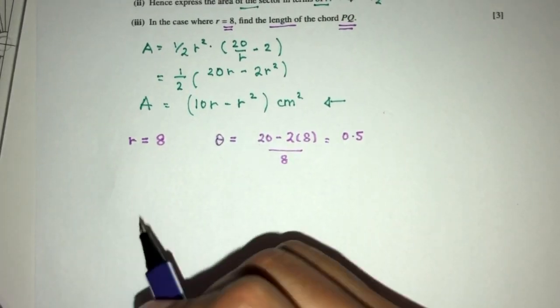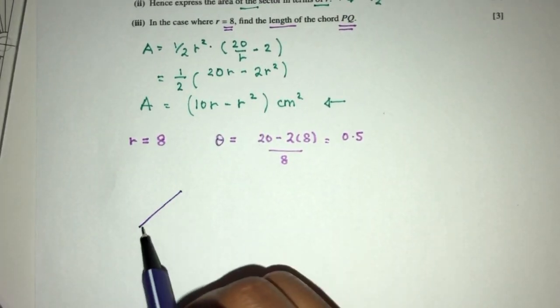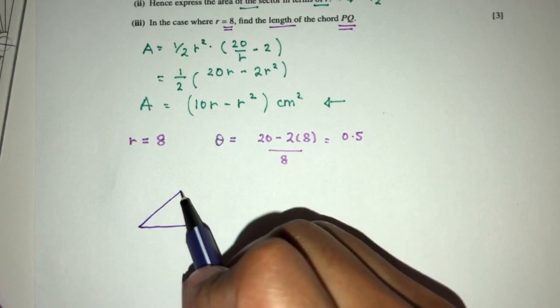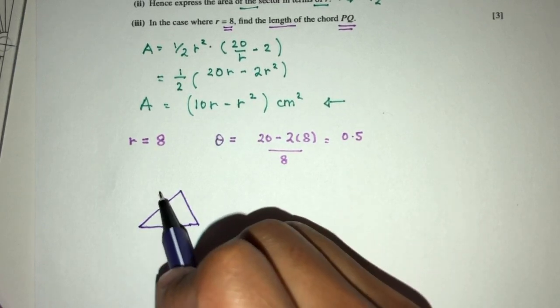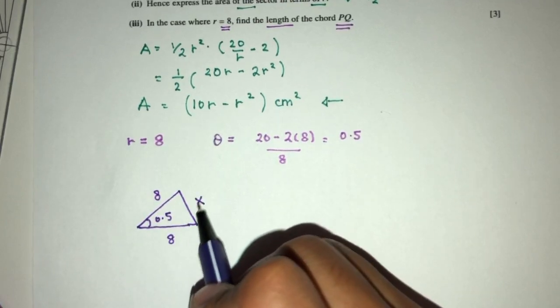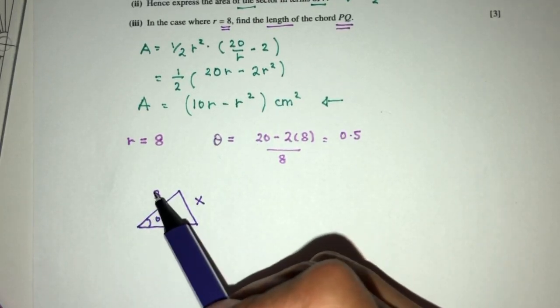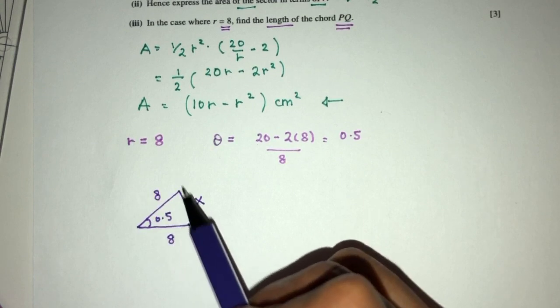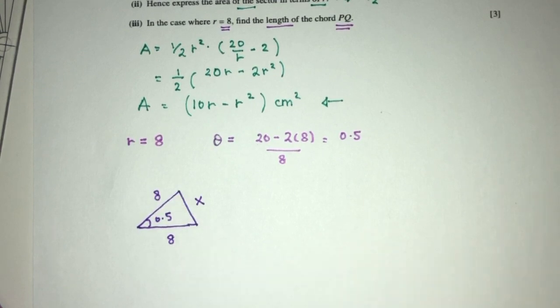But now if you observe, if I take out the shape, I will have what? I have this triangle, right? I have this triangle right here. This is 8, and this is 0.5 radians. We have to find this side. As you can see, we know the two sides around the angle. We want to find the side opposite the angle. We have to use what?